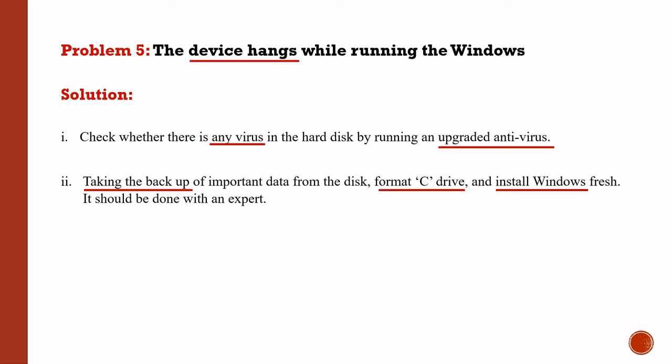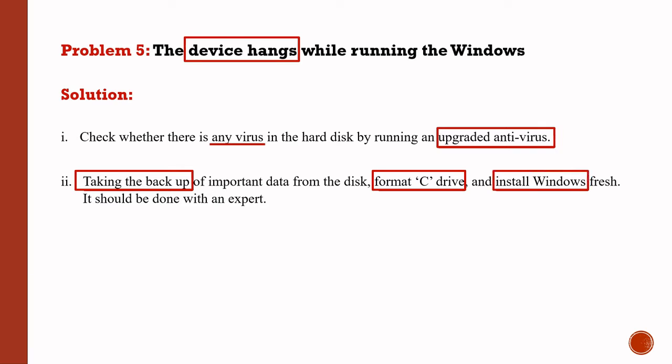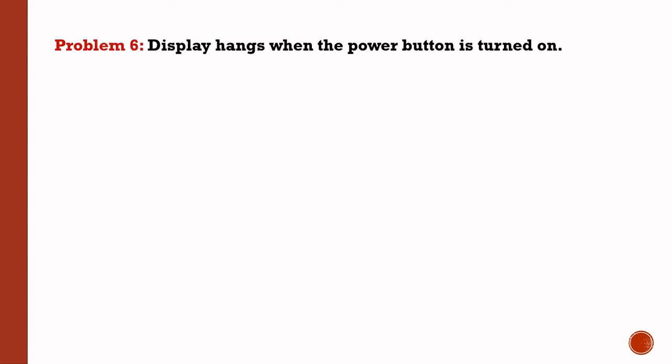Then we have to format C drive. So what are we doing? Taking the backup, format C drive, then install Windows. Okay, it's very easy. The common problem, the device hangs. Solution: by an upgraded antivirus, we check the computer, then take the backup, format C drive, and install Windows. Okay, solved. Now our next problem is display hangs.